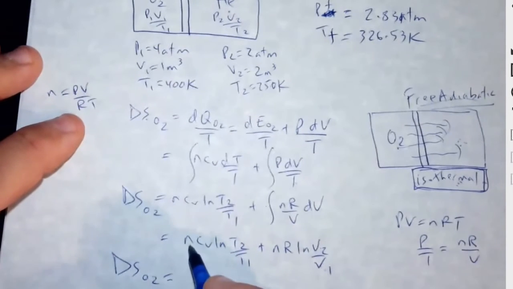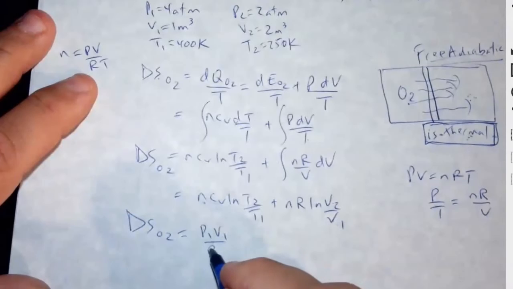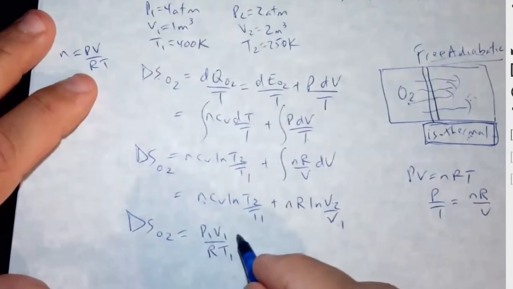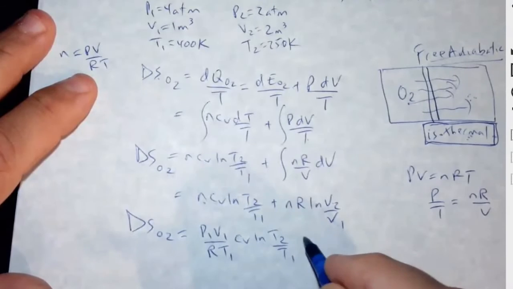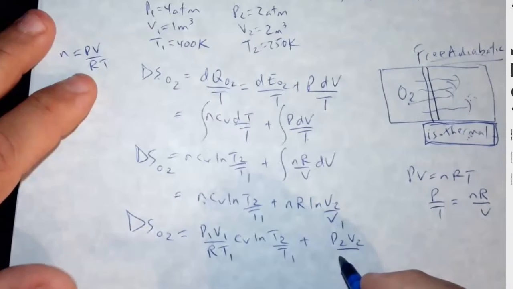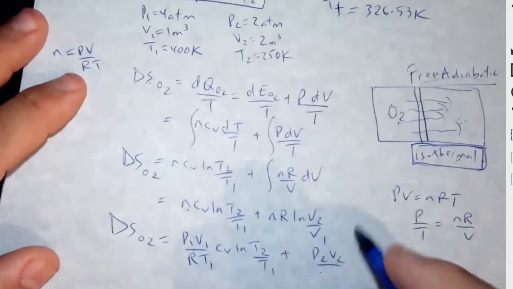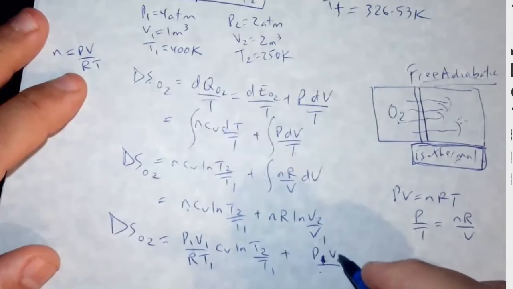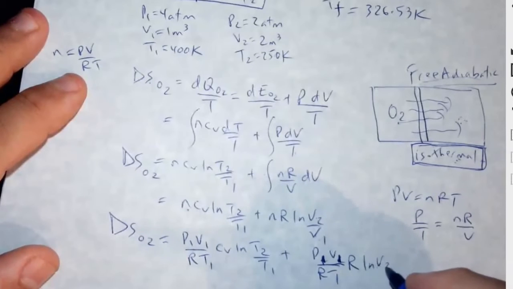Yeah, I could do number of moles is P1 V1 over R T1 times CV is ln T2 over T1 plus P2 V2 over... no, I could still do P1 V1 over R T1 times ln of V2 over V1.